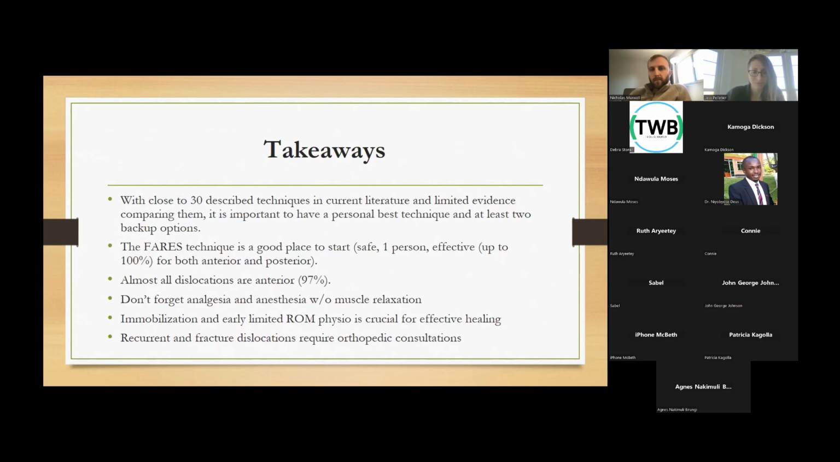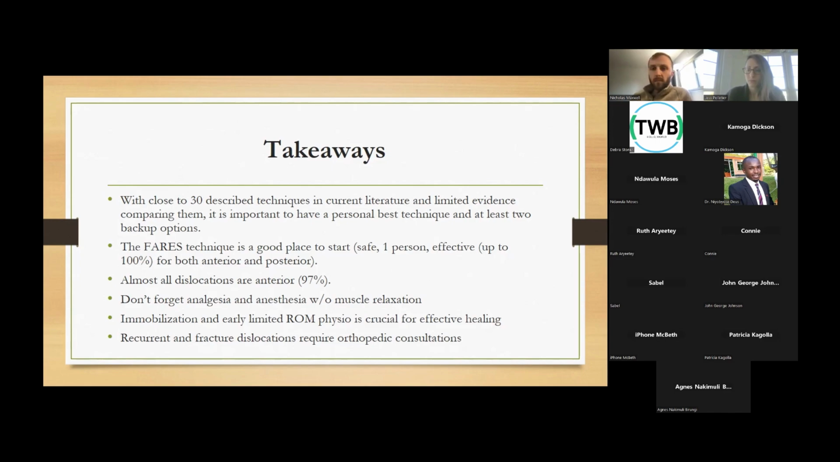Do not forget to give analgesia. We've described the different modalities of anesthesia that you can give the patient before you reduce the dislocation. Again, it depends on your practice and your patient's preferences. So if a patient prefers local anesthesia, fine. If a patient prefers to be knocked out completely, then you could consider giving them general anesthesia.